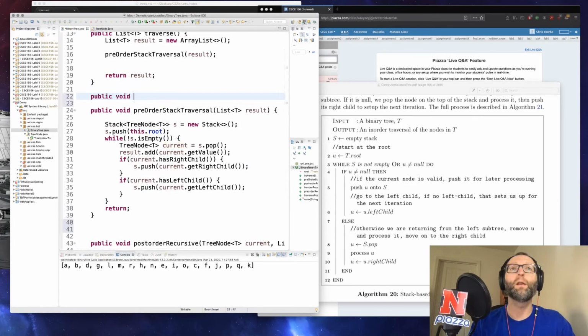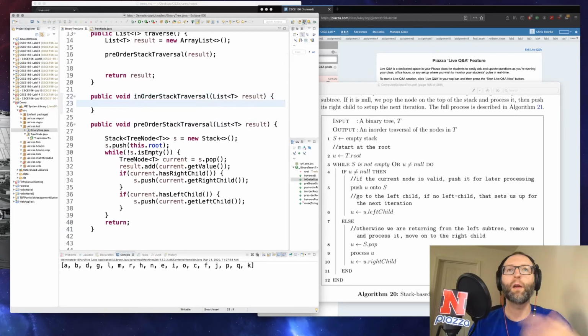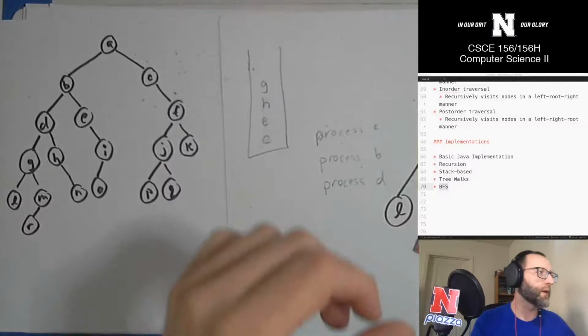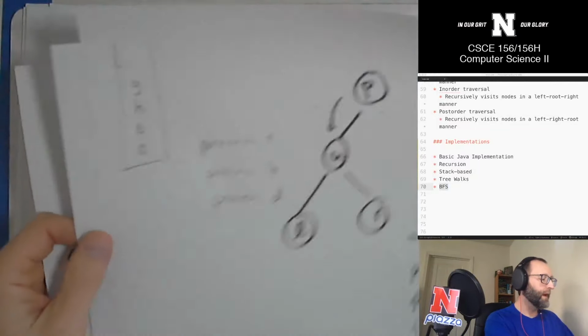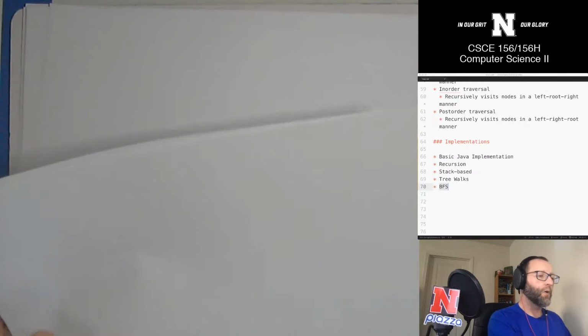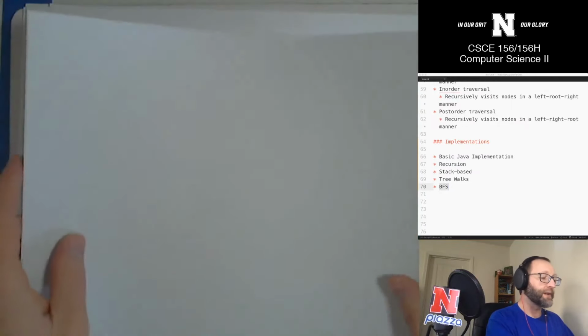So public void inorder traversal, or inorder stack traversal. And I'll use the same signature here. We're going to hand off the list, add to the list as we go along, and then ultimately return it. Now, I do have comments here that are going to describe what's going on, but before we do that, let's go ahead and transition back over here to my overhead. And let's understand how this was designed to begin with.